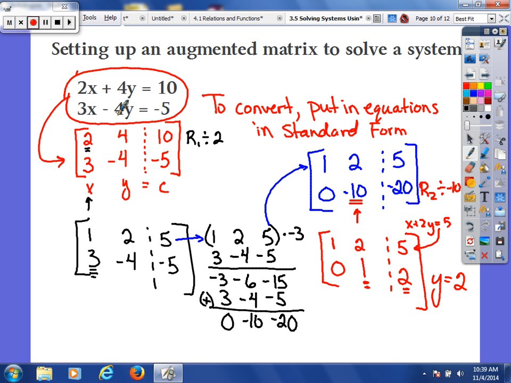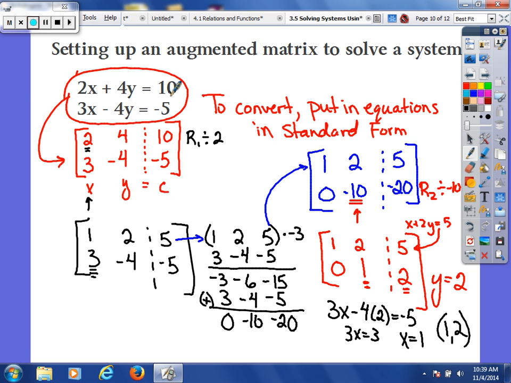If you plug 2 in, let's say into the bottom one, you get 3x minus 4 times 2 equals negative 5. You add 8, and you get 3x equals 3, and x equals 1. So you get the ordered pair 1, 2. And you can check that, and it'll work. You end up getting 2 plus 8, which is 10. It works in the first one, and we got it from the second. So 1, 2 is your solution.